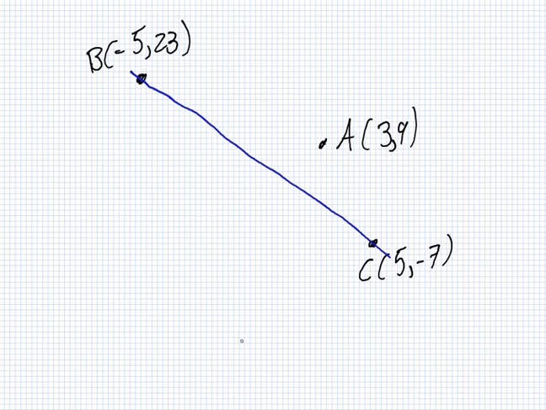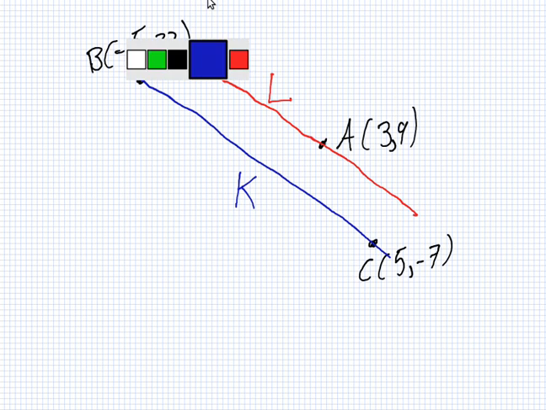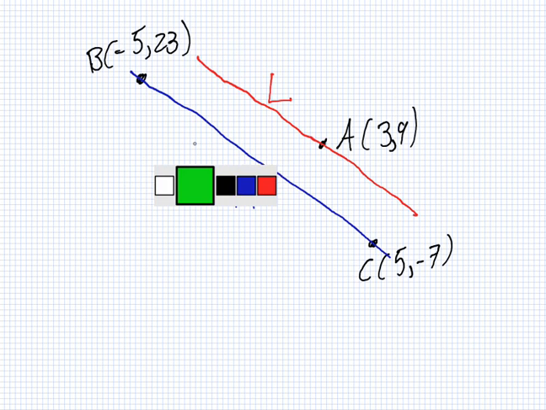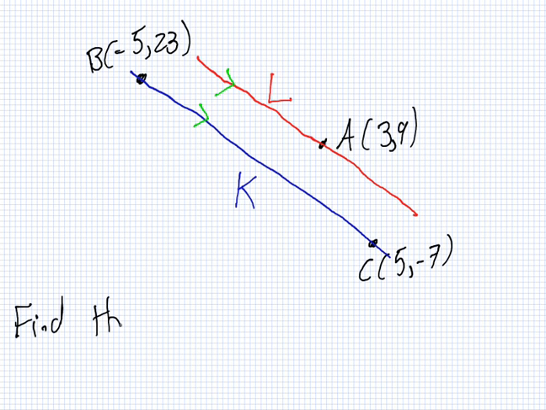So I'll just call this one K. And I tell you that there's a line that goes through A. And let's call this one L. And of course, no surprise, I'm going to tell you as well that they are parallel. So my question is, find the equation of L. I'll do it in a minute, but I would like you to try it yourself first to see what you can do.